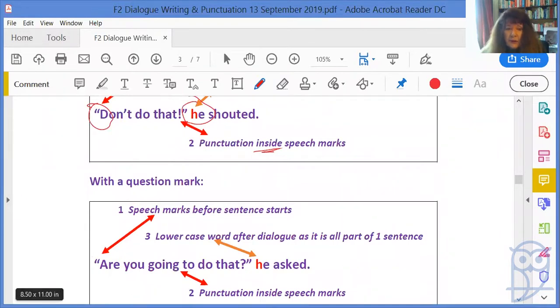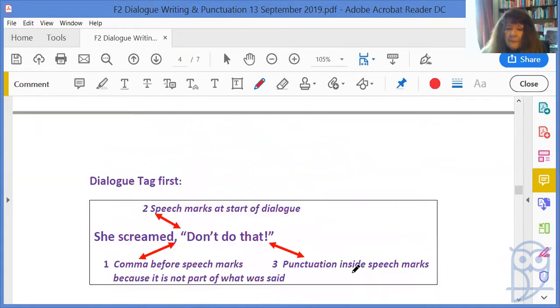Here's your dialogue with a question mark. "Are you going to do that?" he asked. The speech marks again before you start, capital letter. All punctuation inside, in this case, the question mark. And again, lowercase after the dialogue, as it's all part of the one sentence. "Are you going to do that?" he asked.